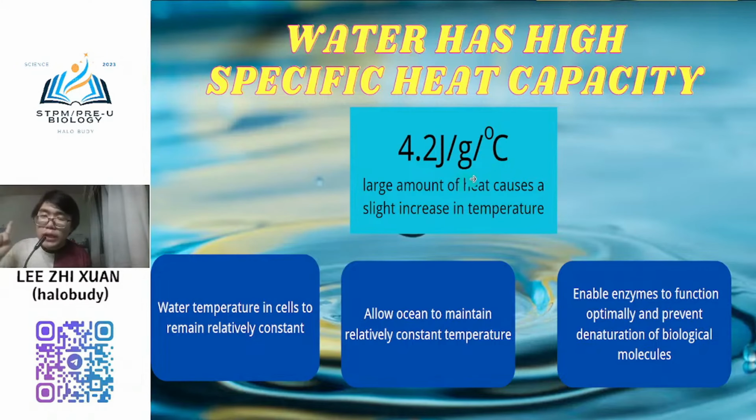If you want to increase 1 degree Celsius of the water molecule in 1 gram of water, you need to have 4.2 joule of energy. If you compare this to other molecules like alcohol or alkene or other organic solvents, you will see that this is very high. It's already considered high. In alcohol, it is not even 1, some alcohols are less than 1.